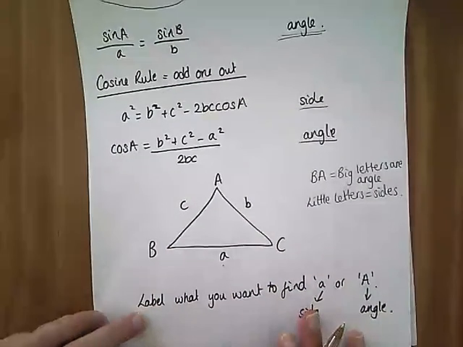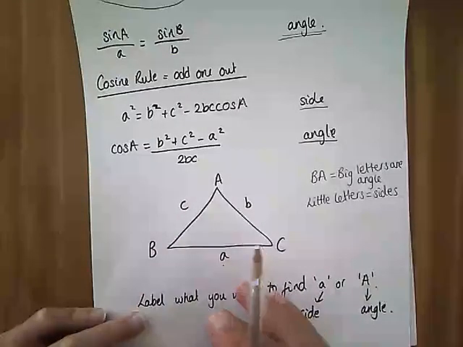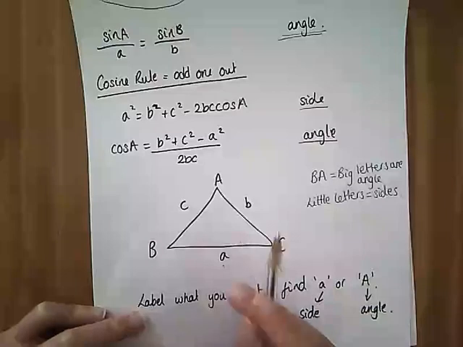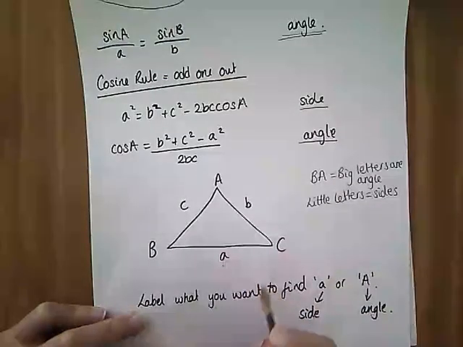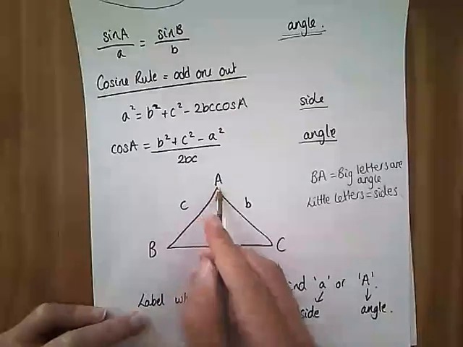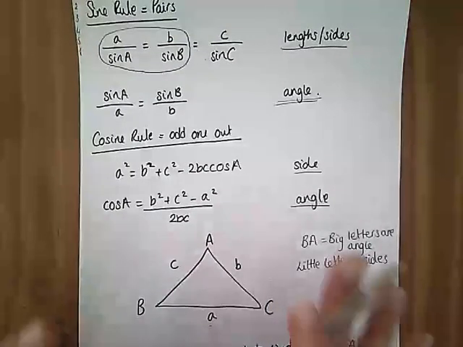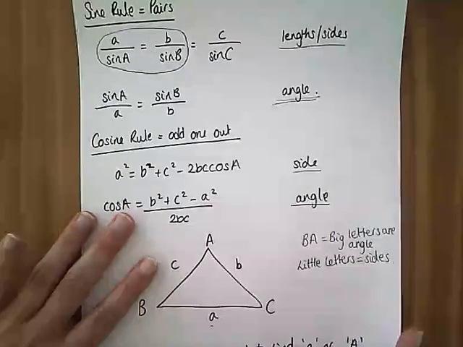Okay, and I would always advise, no matter however they give you the question, however they label it, whatever you want to find, you call A. Okay, so if it's a side, it will be little a. If it's an angle, it'll be big A. Okay, hold that thought. Make sure all of that's down so we can go on to the examples.